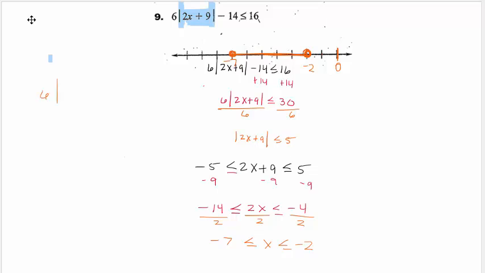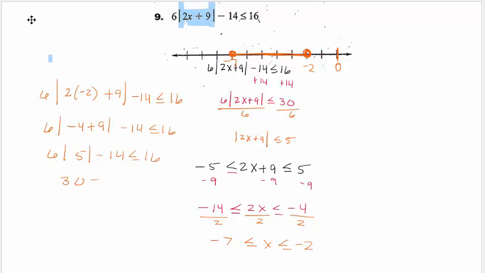So 6 times the absolute value of 2 times negative 2 plus 9, take away 14 is less than or equal to 16. So 6 times the absolute value of negative 4 plus 9, minus 14 is less than or equal to 16. 6 times the absolute value of 5 minus 14 is less than or equal to 16. 30 minus 14 is less than or equal to 16. 16 is less than or equal to 16, and that's true.